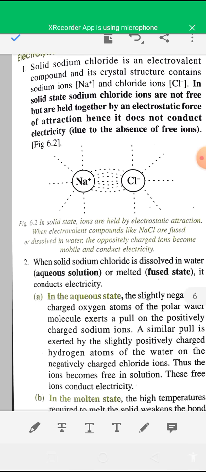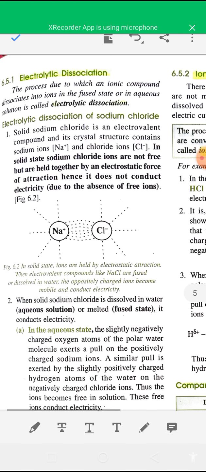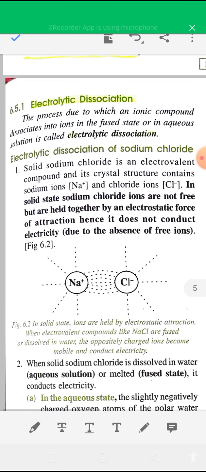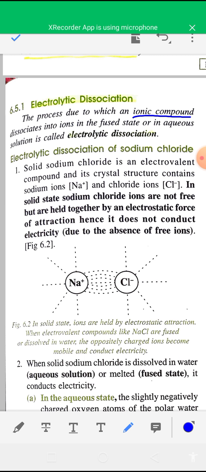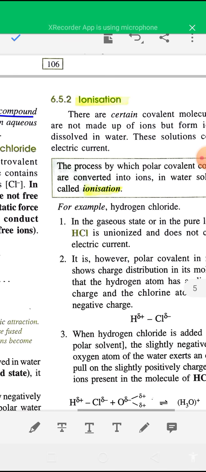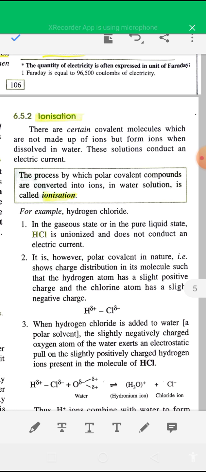Now electrolytic dissociation, it is very simple. Dissociation of ionic compound in liquid state or in aqueous solution into oppositely charged ions is known as electrolytic dissociation. The term electrolytic dissociation is used for ionic compounds only. And for ionization, this term is for polar covalent compounds.